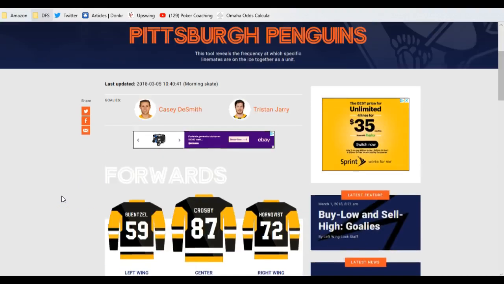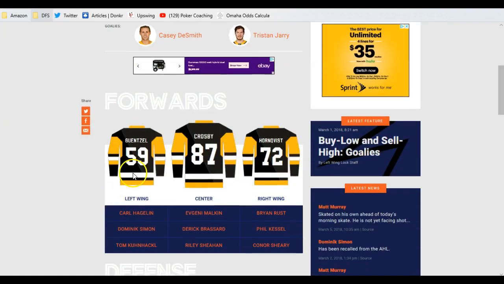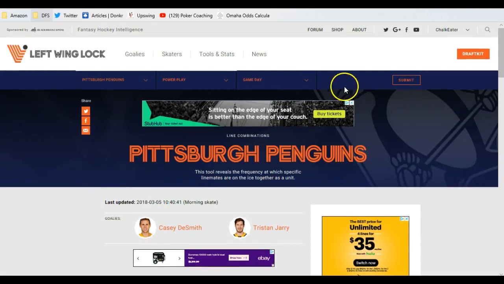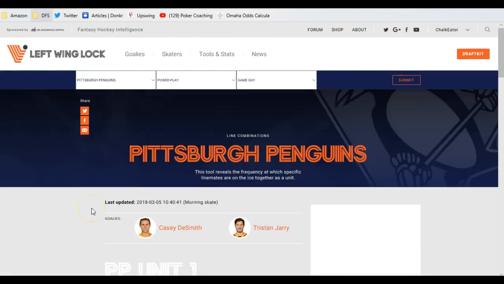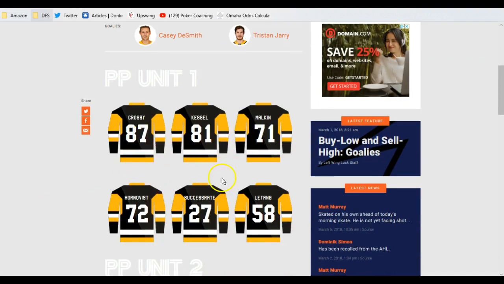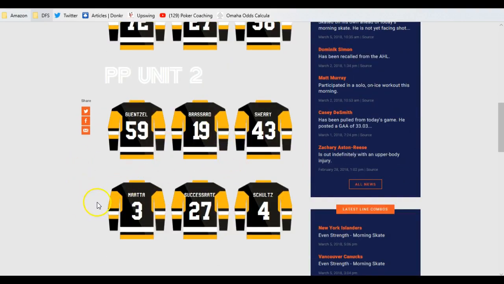When you scroll down, scroll up. You come under here to even strength. You can come to the power play, and that'll reload it. Oh, I gotta hit submit. My bad. You'd think that I knew this. Power play unit 1, these guys here, don't worry about that. Hornquist, Letang, Malkin, Kessel, Crosby. That's your power play unit number 1. This is your power play 2.